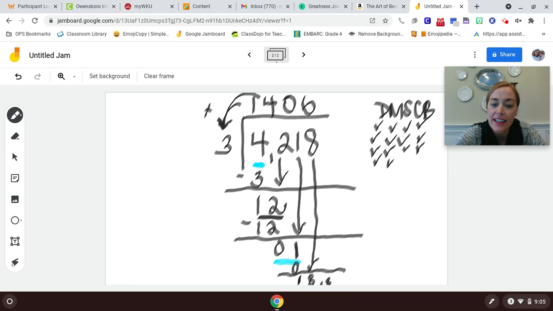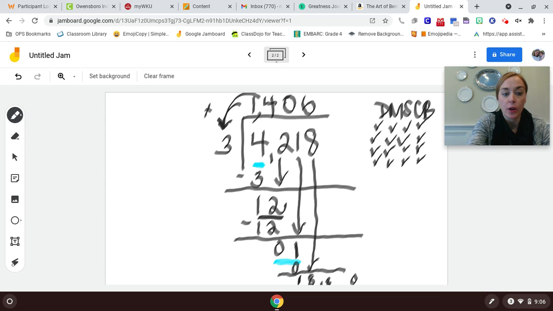I subtract, I get 0. Okay, I check, I have nothing left to bring down. And now I'm done. Okay, so my answer is 1,406. There's a 0 in the quotient, right? We worked through it. We saw that we couldn't take 3 and put it into 1, so I had to record that 0. Now, we have to check our work, right?